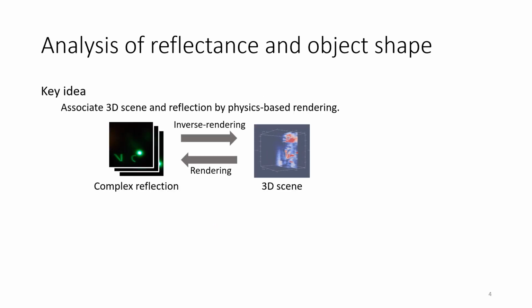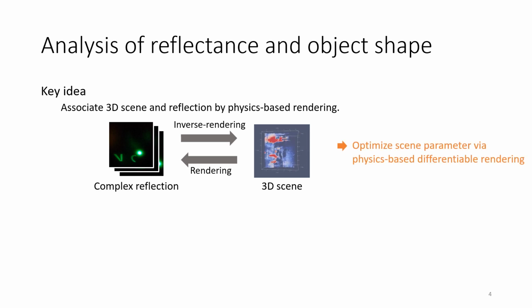Our key idea is to use physically based rendering to correlate a 3D scene with its reflected light distribution. Rendering enables the reproduction of reflected light in complex scenes, making it possible to estimate parameters for various scenes. As an approach to inverse rendering, optimization using differentiable rendering is employed to optimize the parameters of the 3D scene.